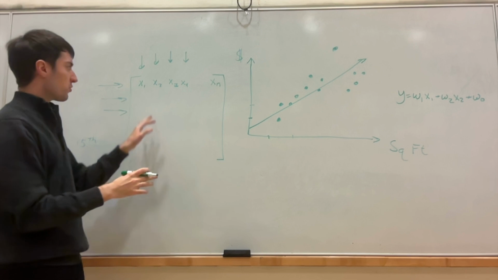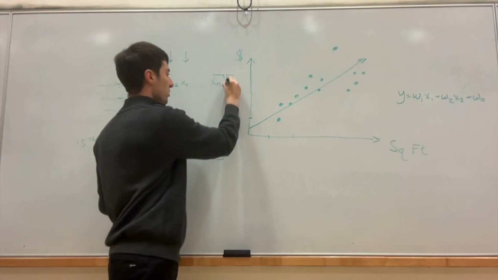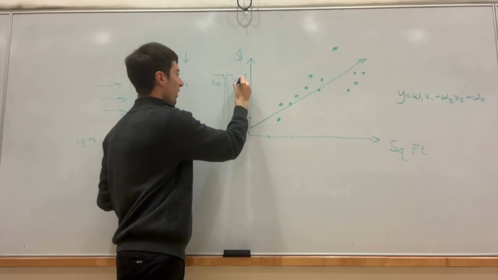So this is how we actually represent our input. This is our training input. Then we will also have y1.